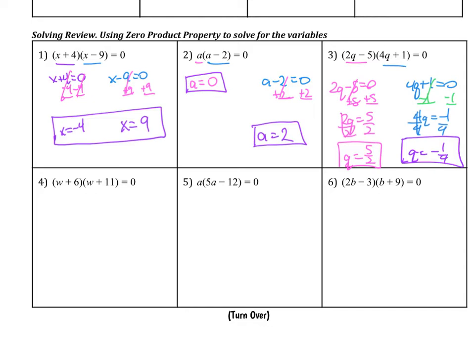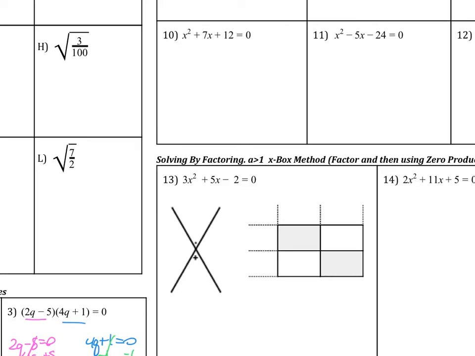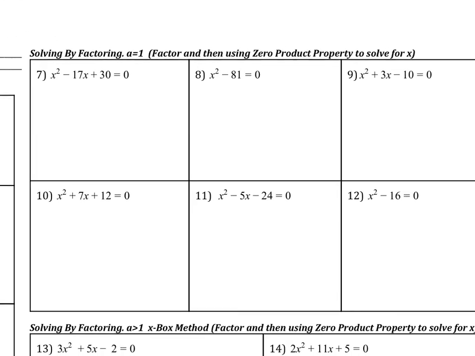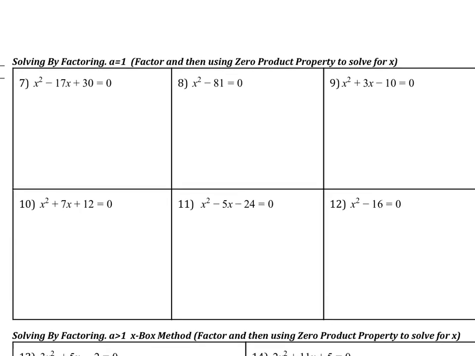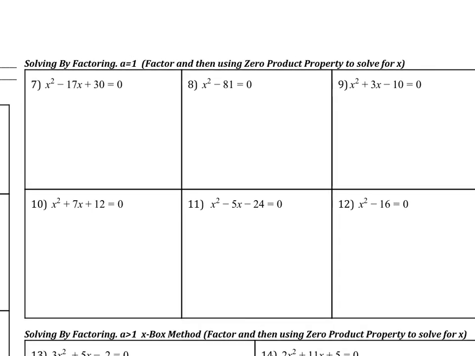If you can finish out number 4, 5, and 6, that would be great. Hopefully the samples above will help you out. Now let's do factoring when a equals 1. We'll take it a step further. It's not in factored form, so we need to actually factor it.